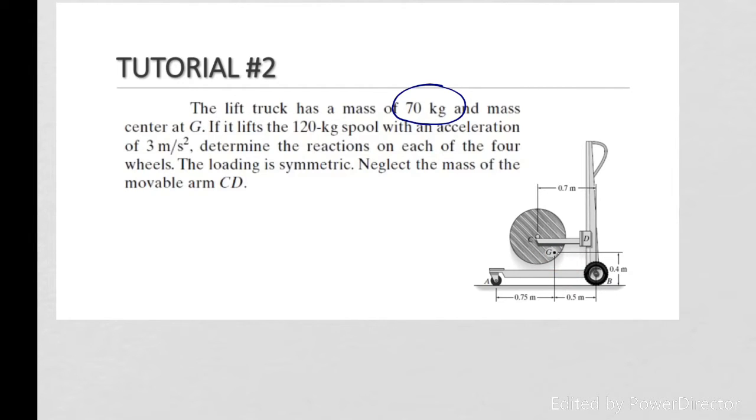If you look at the diagram, some people may start to misunderstand because they will see that, oh, G must be the center, so they will mistake this as the G. But look carefully, the G basically is here. This G is the center of the whole lift truck. And the C is the center of this circle or spool.